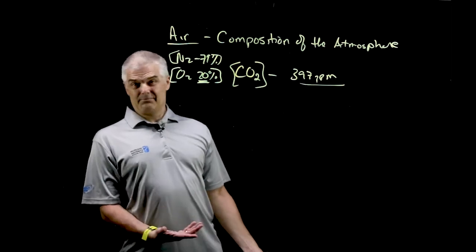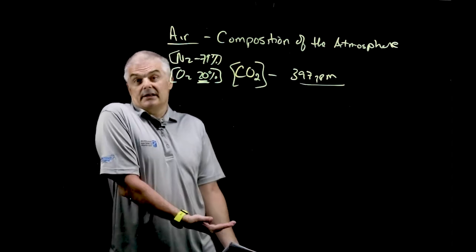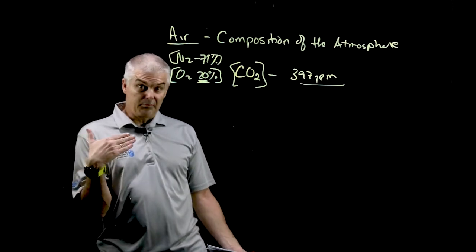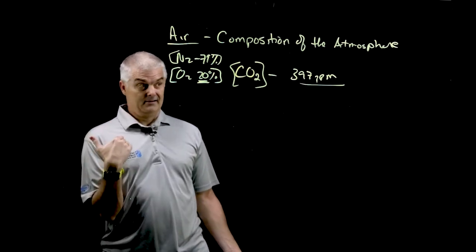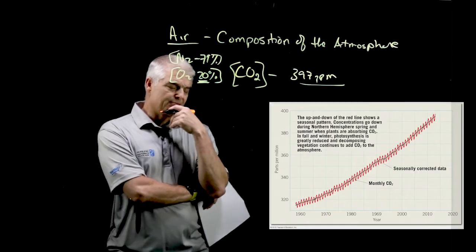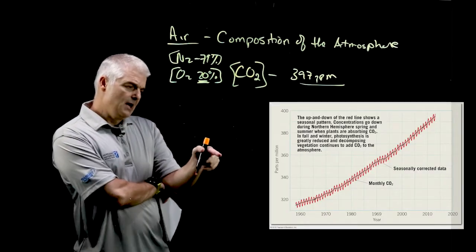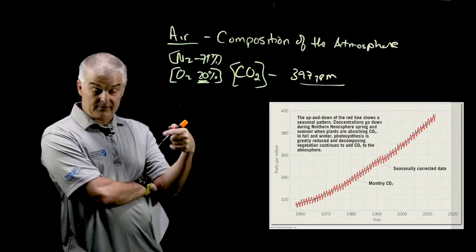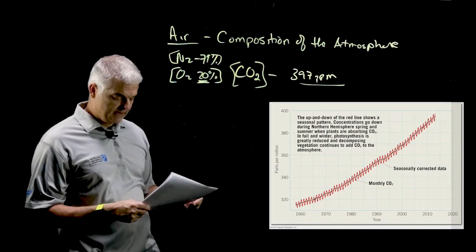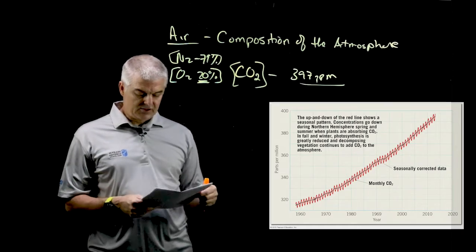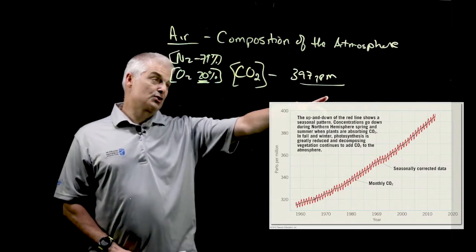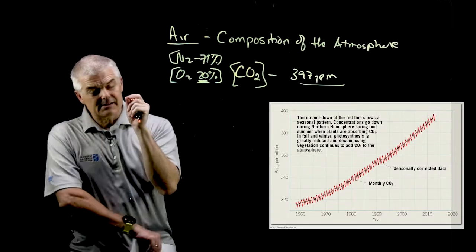Now, why is this important? Of course, we don't live without CO2. CO2 is super duper important because we eat plants, and if the plants have no CO2, they die. All right? But here's sort of a problem. Take a look at this graph right here. This is the graph of the amount of carbon dioxide in the Earth's atmosphere over time. Since 1960, you can see that it starts at about 310, and now we're up to 400-ish. And this is a concern.